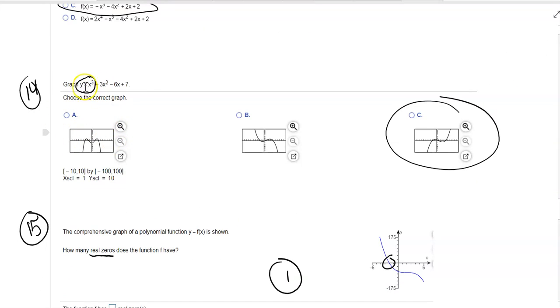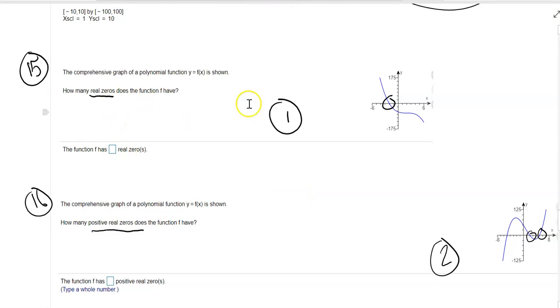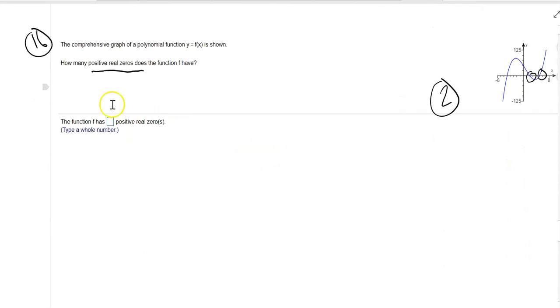Here, we can put this into our graphing calculator if you wanted to. We could graph it by hand. Or I just simply look at this and I have an odd exponent as well as a positive coefficient. So I know it has to have this type of behavior. And this next one is asking for zeros. Zeros are nothing more than when the graph crosses the x-axis. And so here, I know that I have one real zero. Here, I'm looking for positive real zeros. If I look at the function, I can see that I have 3 zeros, but only 2 of them are positive.